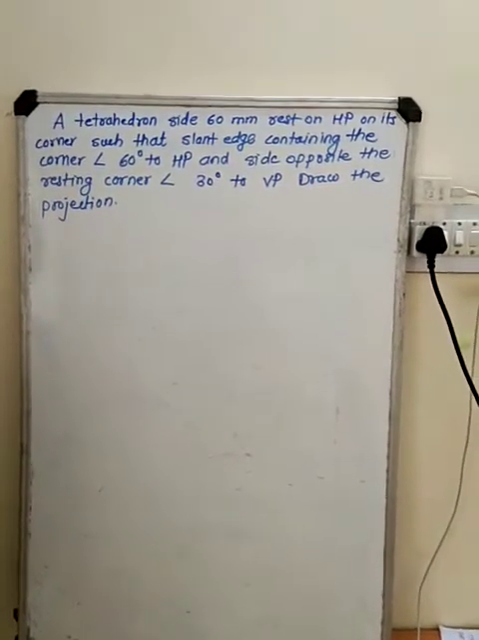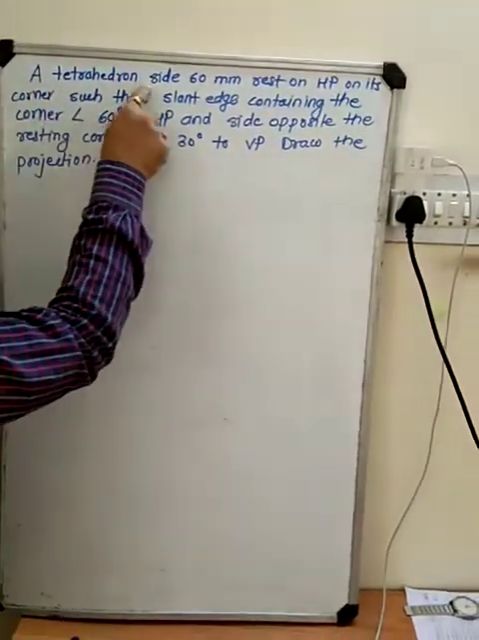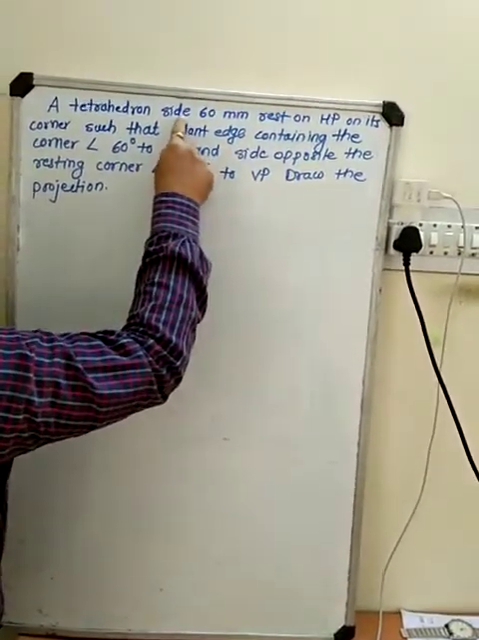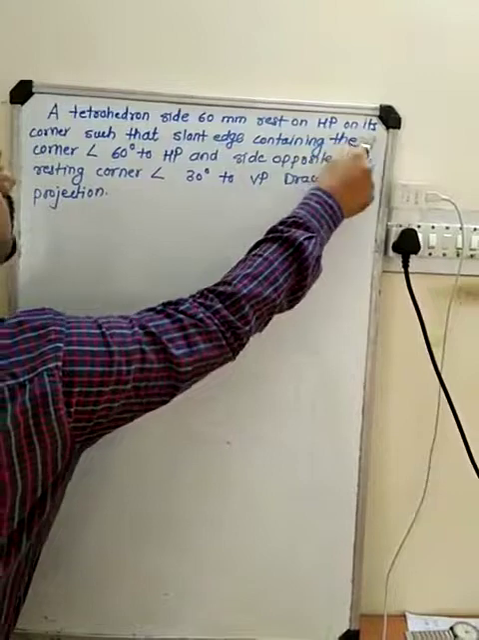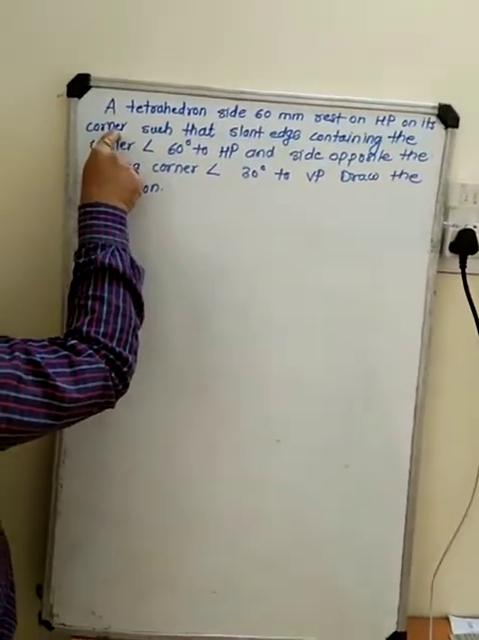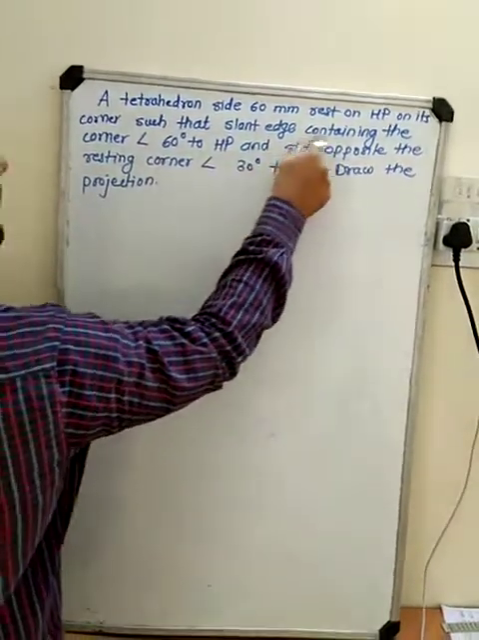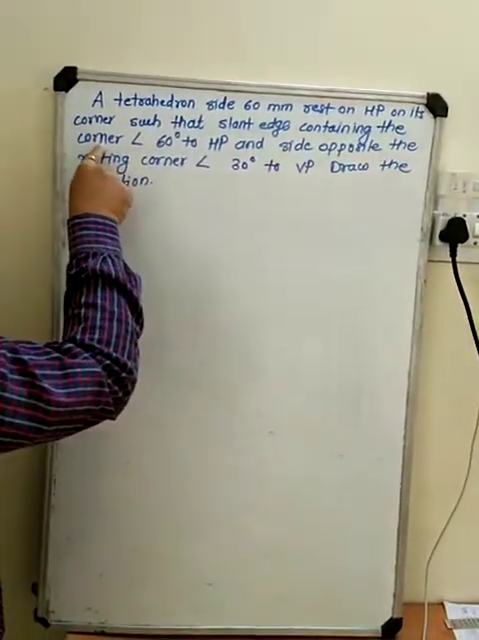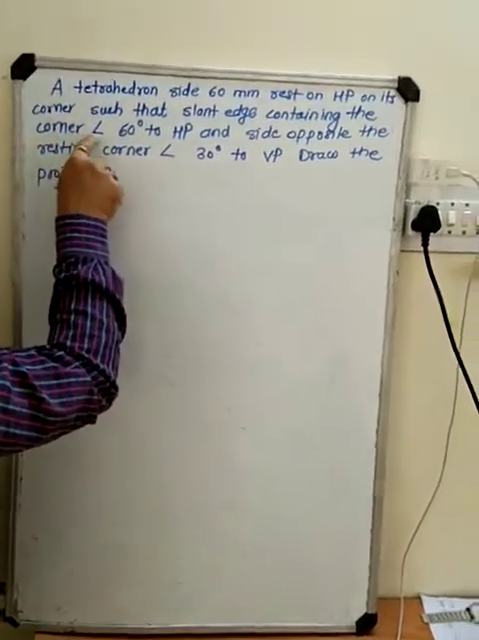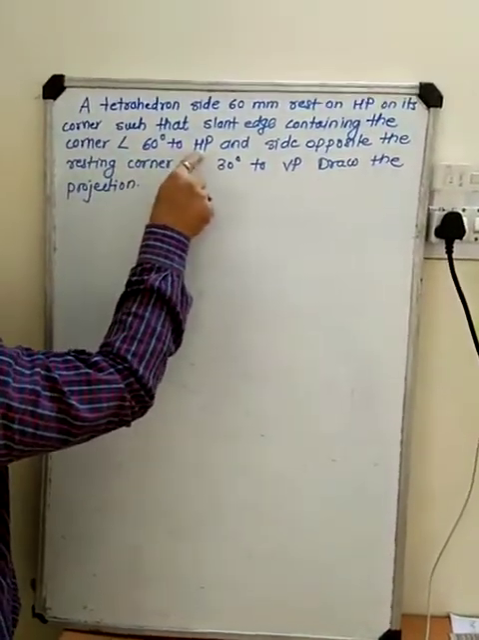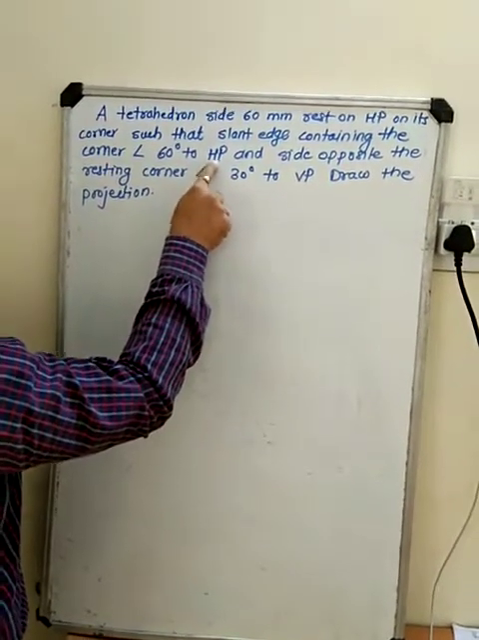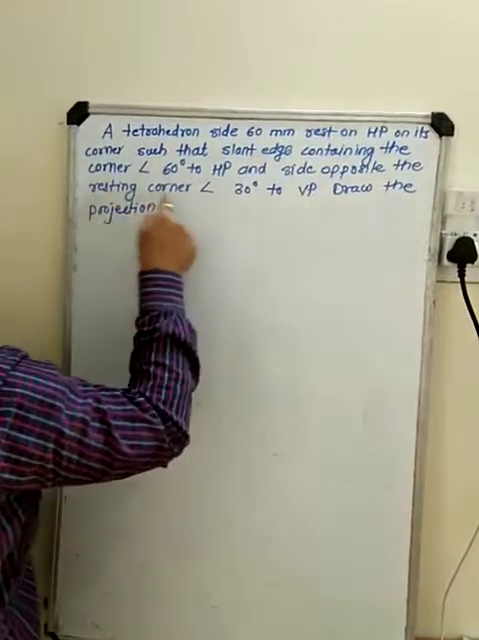Now in the problem, what is given? A tetrahedron with side 60 mm. You can say the edge also is 60 mm. It rests on HP on its corner, such that the slant edge containing the corner. Now you have to identify the slant edge containing the corner, inclined 60 degree to HP.